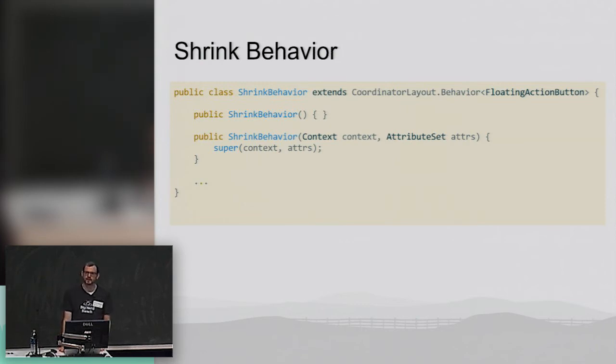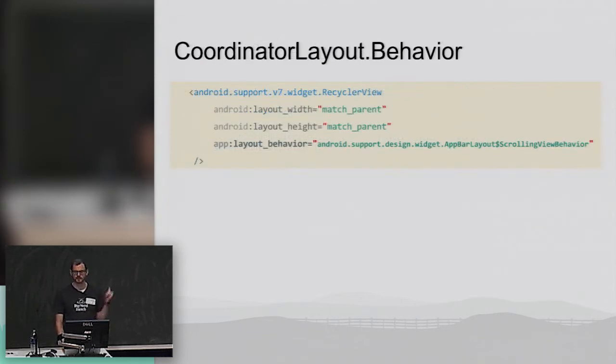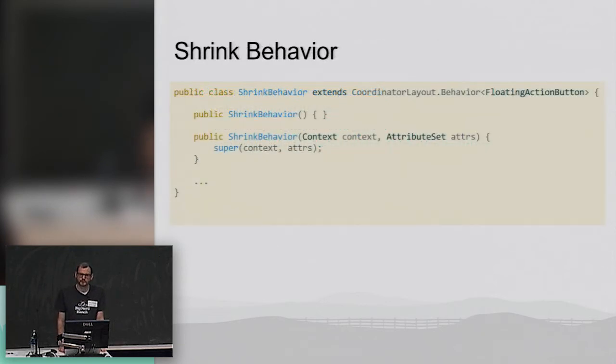The second constructor there, the context and the attribute set constructor, is the one that will be used if you define your behavior like this, as a layout parameter on your view. If you define your behavior here on some kind of view, then the second constructor will be used with the context and the attribute set. So it's a good idea to have both of these to allow you to support both of those cases.